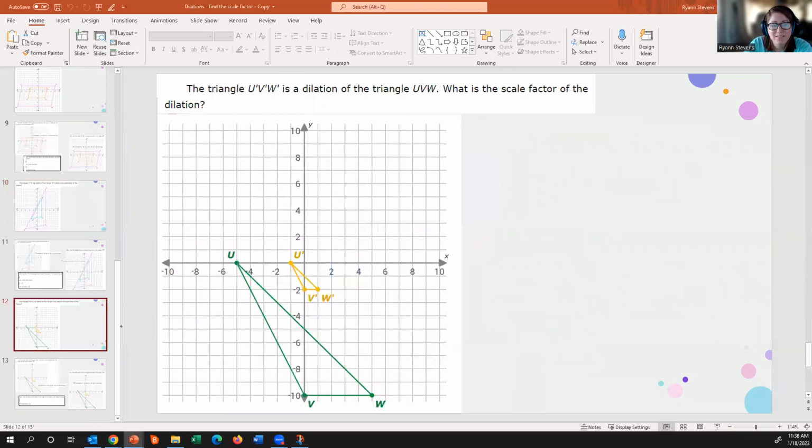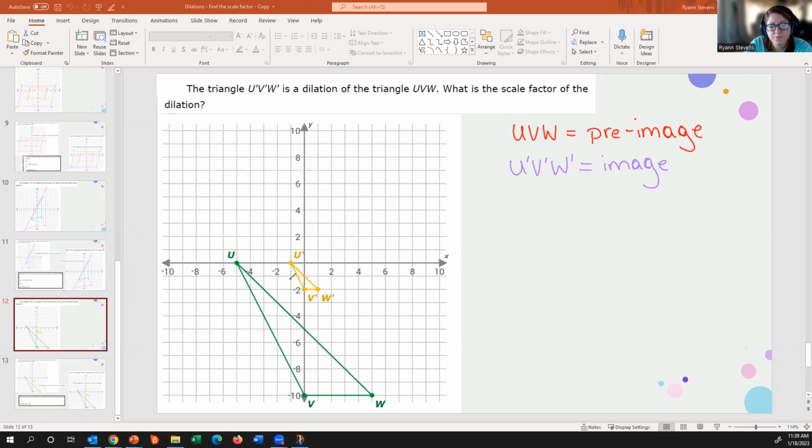And then one more example that we have here. So we have these triangles again. We're dealing with U, V, W. This is our pre-image. And then we also have triangle U, V, W as the image.